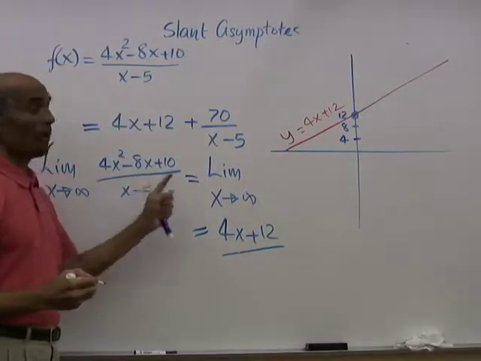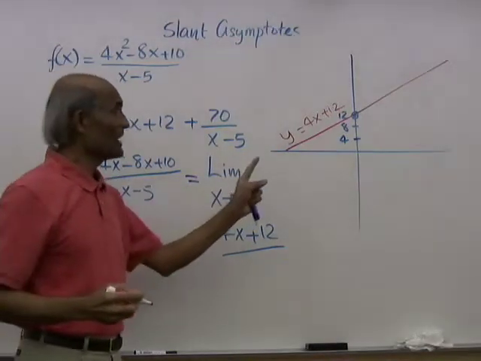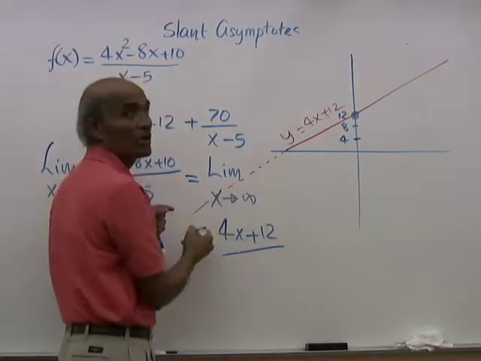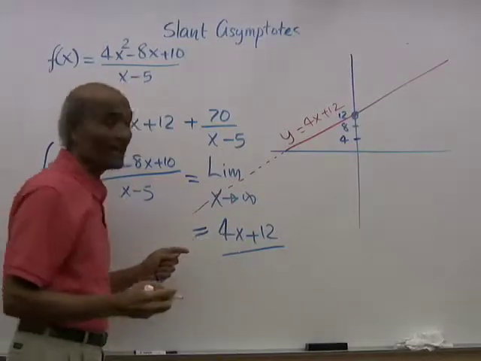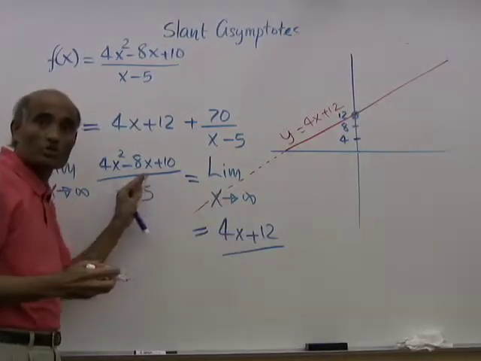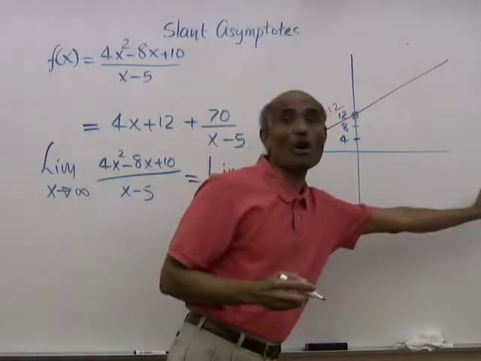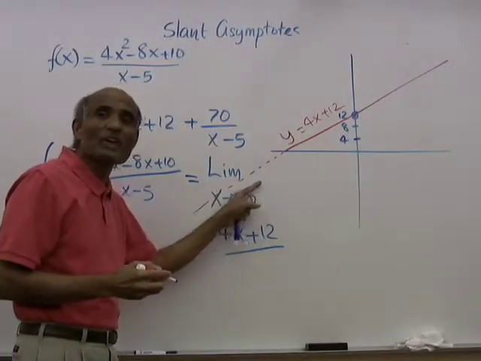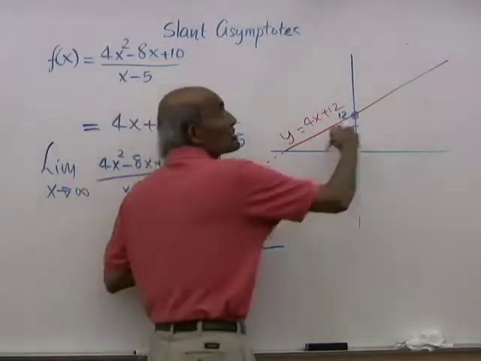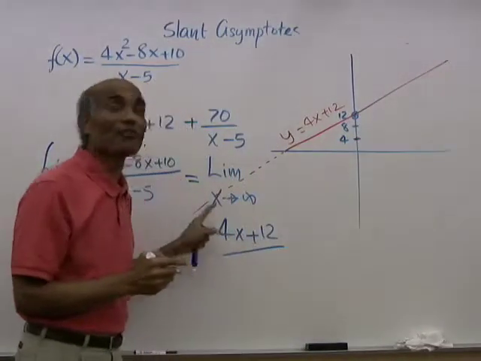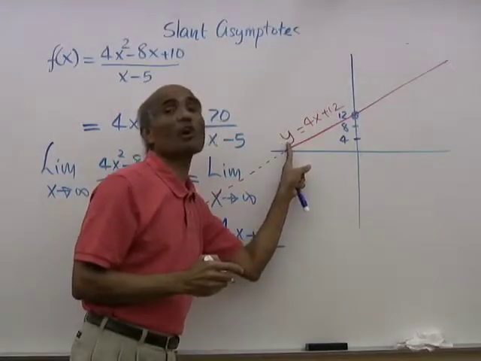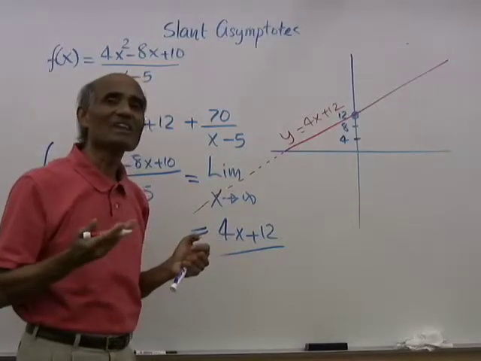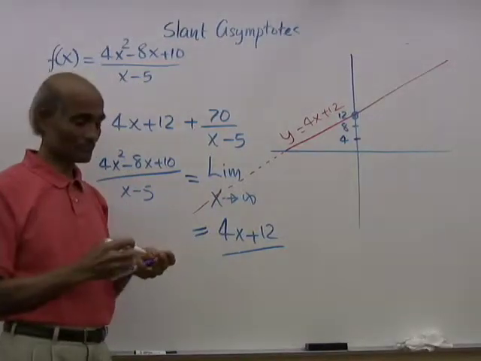Now, what this suggests is, as x gets very close, let's use the broken line there. As x gets closer and closer to negative infinity or positive infinity, the value of the function will get closer and closer to this line. And therefore, this line, which is y equal to 4x plus 12, is called a slant asymptote.